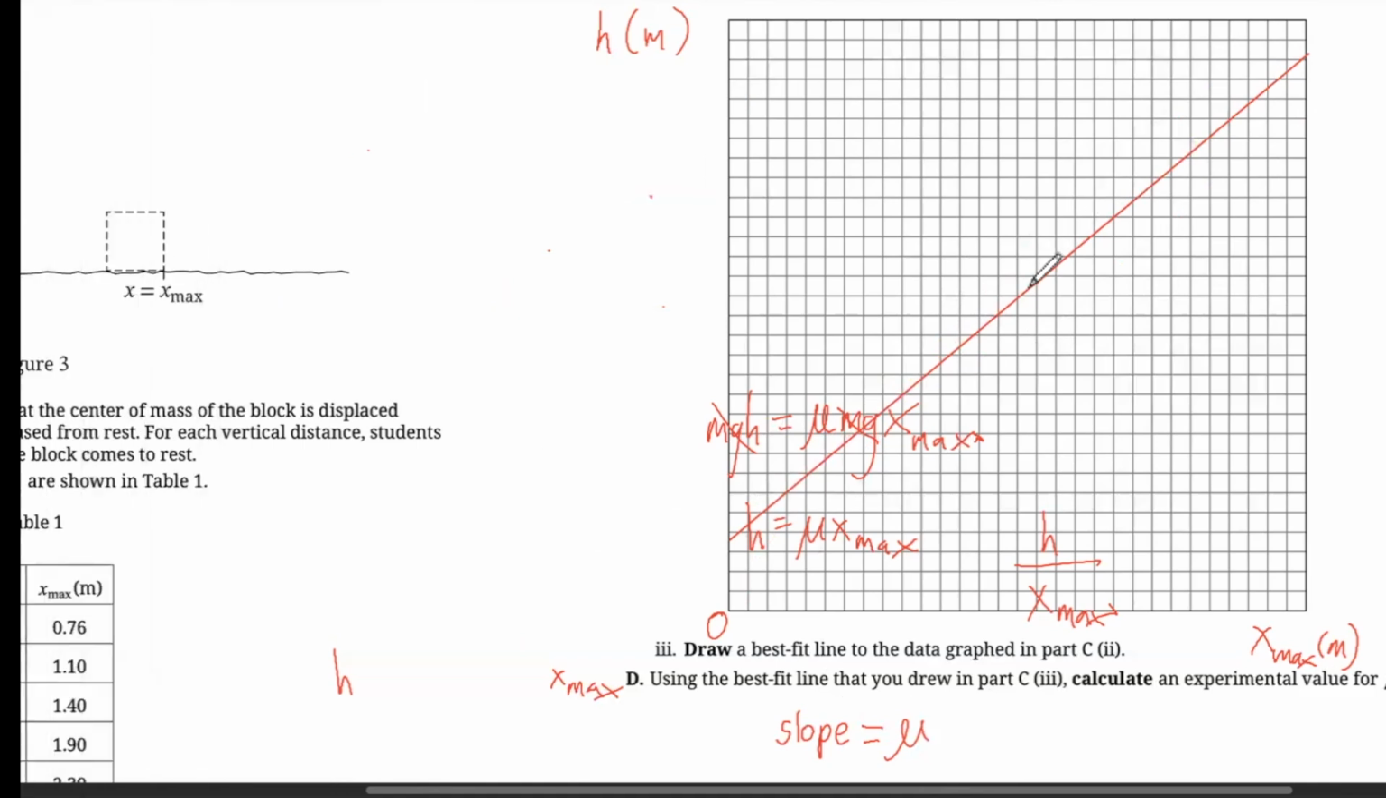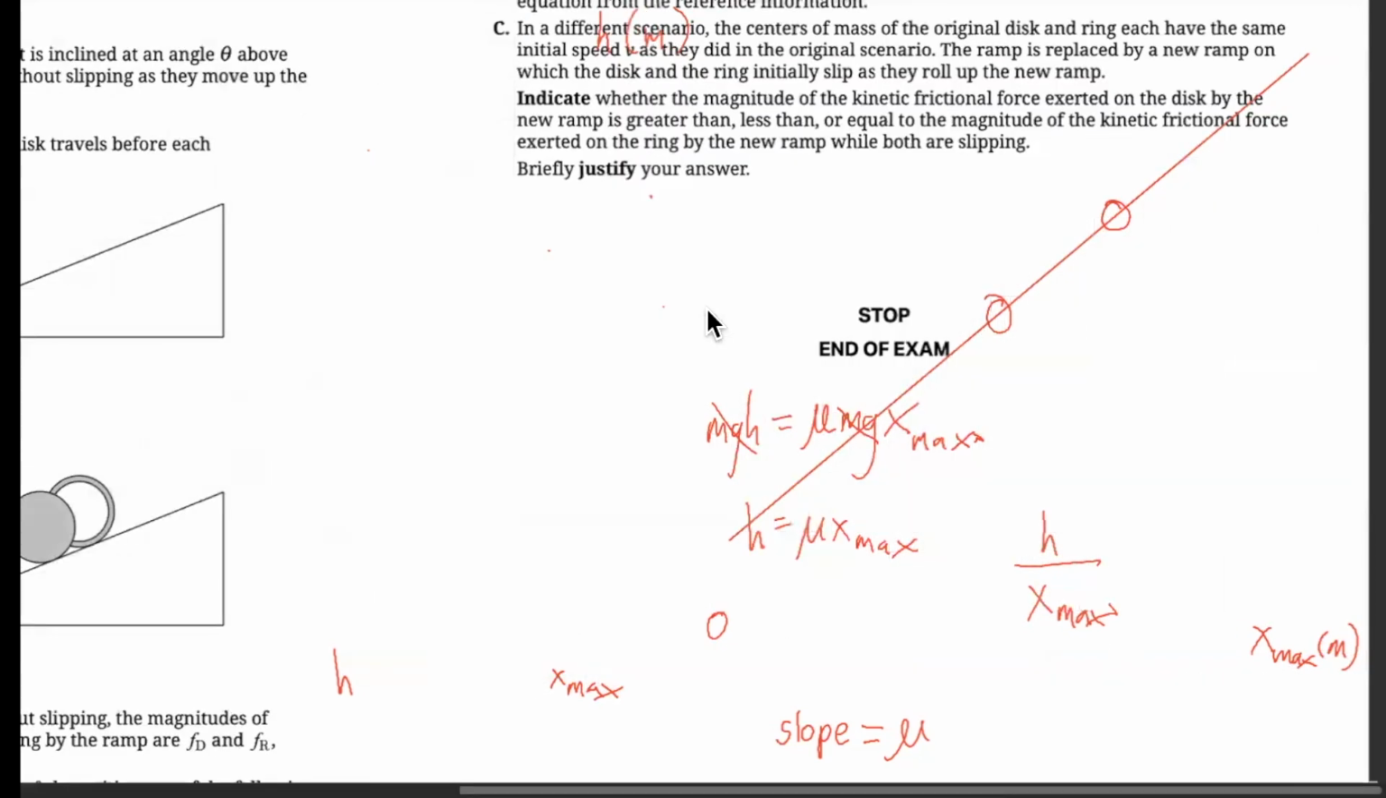To find the slope, you have to estimate 2 points. Here's 1 point, here's another point. And how do you calculate slope between 2 points? It's rise over run, the change in y versus the change in x. You say what numbers those are, you calculate the slope, and that's your coefficient of friction, and question 3 is all done. All right, move on to question 4.